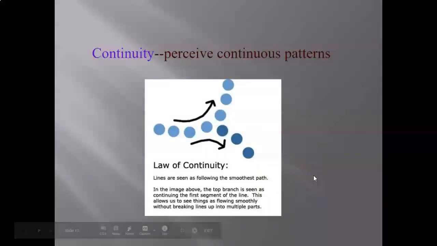Continuity, the perceived continuous patterns. The law of continuity says lines are seen as following the smoothest path. So if you were to choose the smoothest path, believe it or not, you would go with this one versus this, because this seems like a smoother. The top branch is seen as continuing the first segment of the line.